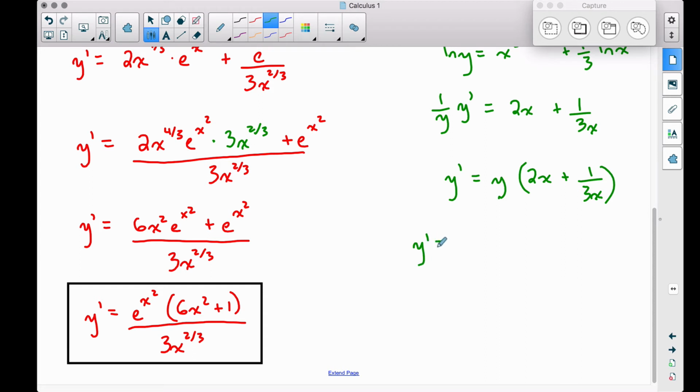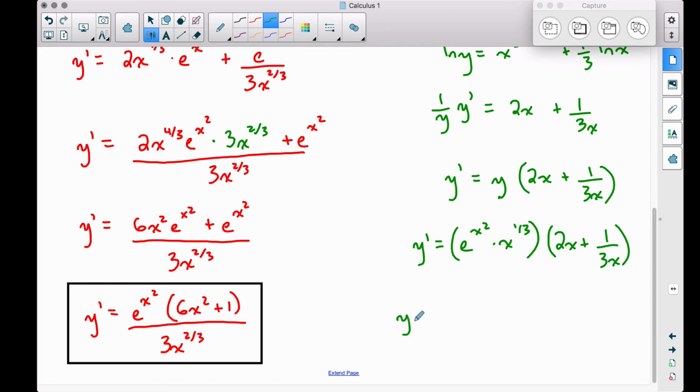Therefore, y prime is equal to e to the x squared times x to the 1/3. This is the y piece that we have brought down. We substituted in, and then we multiply this by 2x plus 1 over 3x. Now let's clean this up and let's see if we can make it match this with the product rule that we did a moment ago.